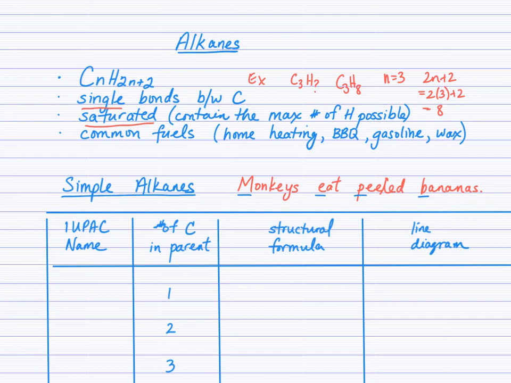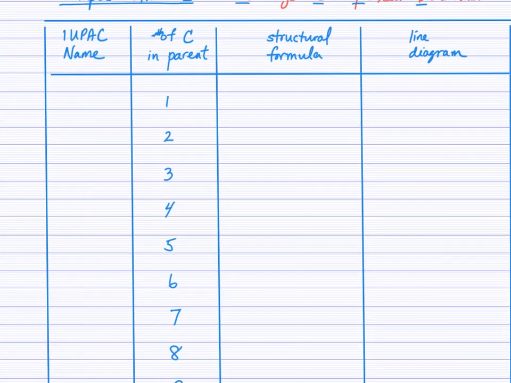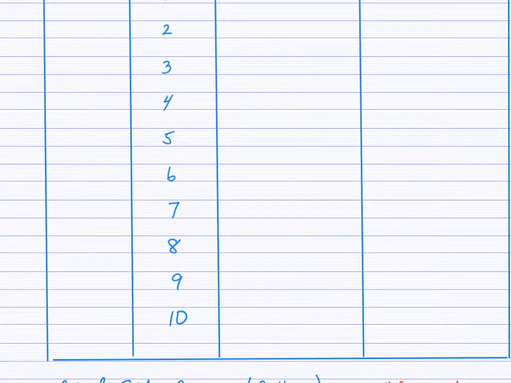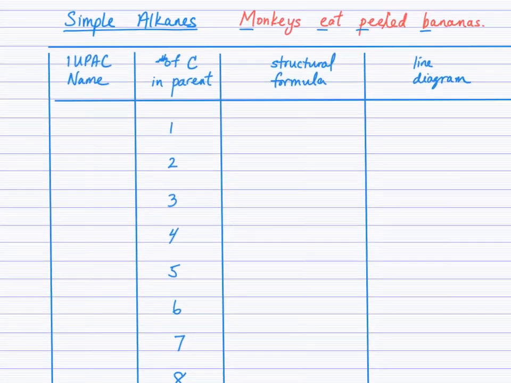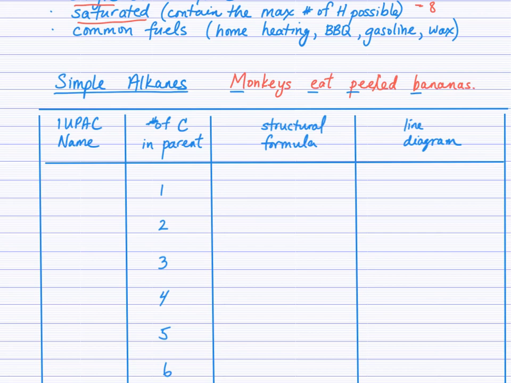So, the simplest alkanes, I've got a table here, and I recommend that you copy this down. The table basically has rows for all the way from 1 to 10 carbons. So essentially I would just sketch this out with the headings you see, and we'll do the first couple together, and then hopefully you can complete the table and just check your work after pausing the video.